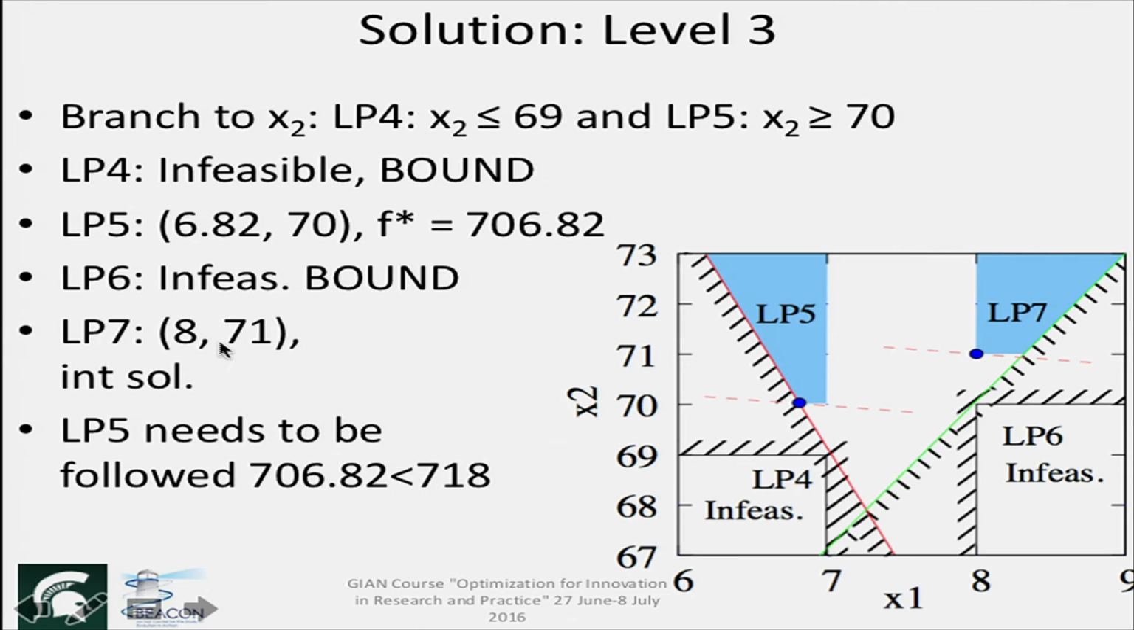No, I've got an integer solution. This one has a value 718. Okay, so that's my standard now, 718. Anything smaller I would accept, anything bigger I would not accept. Now when I'm at LP5, the best non-integer solution is 706.82.